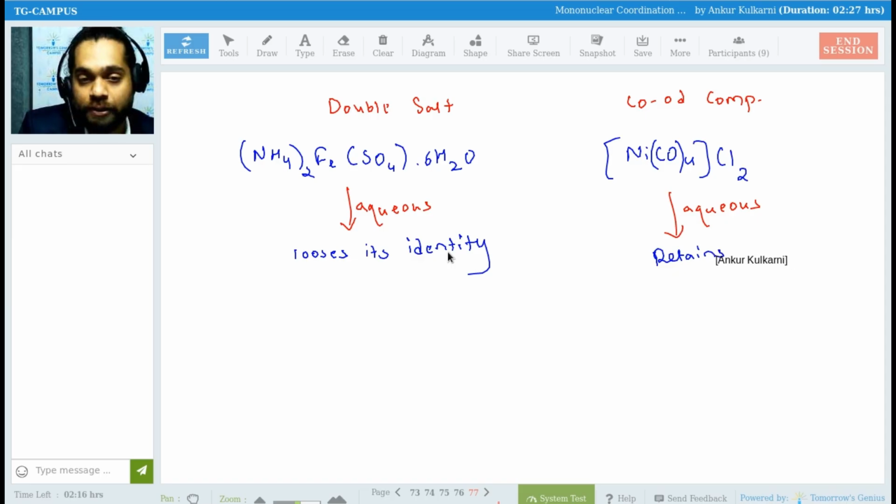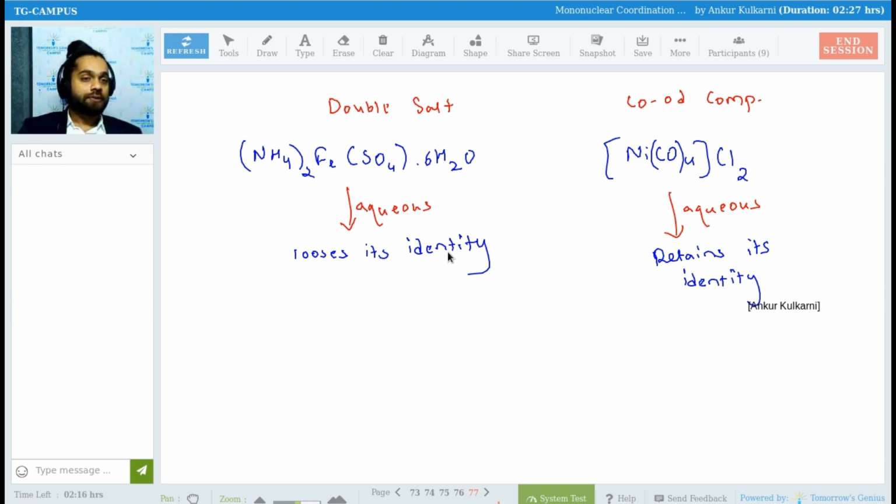I'll explain it. First, write it down. Double salt loses its identity in aqueous medium. Coordination compound retains its identity in aqueous medium. Come on, write it down: loses its identity, retains its identity. And write down the example also.